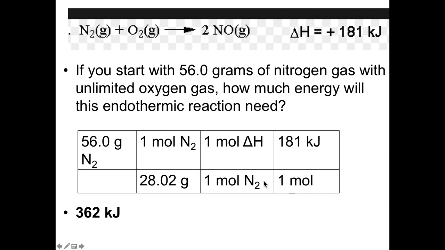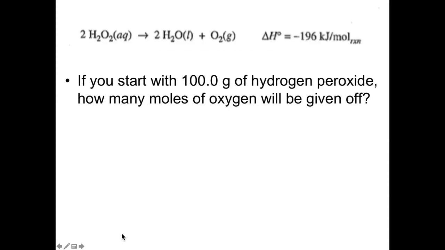Then when I look at my delta H, it is a positive 181. So 1 mole of delta H is going to be 181 kilojoules. So I can cancel grams, cancel moles of delta H, and then I will end up with kilojoules. When you multiply and divide that through, you're going to get 362 kilojoules for that.